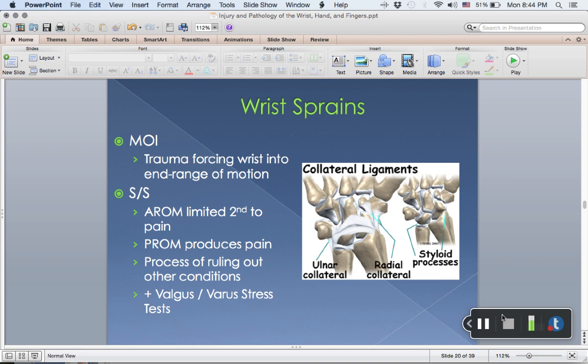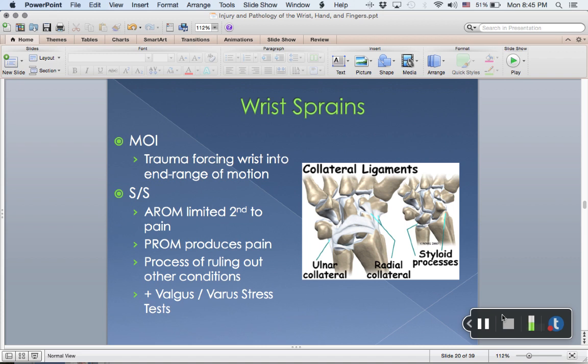So, wrist sprains. Mechanism of injury, like it says, is trauma forcing the wrist into end range of motion. That can be wrist flexion, extension, ulnar or radial deviation. Really any direction, but forcing it into that position puts a stretch on the ligaments.